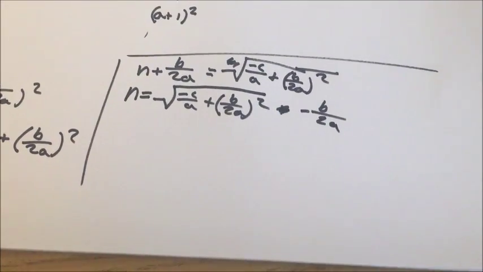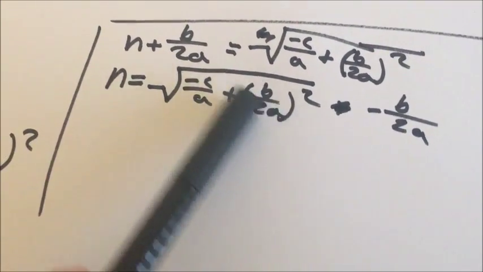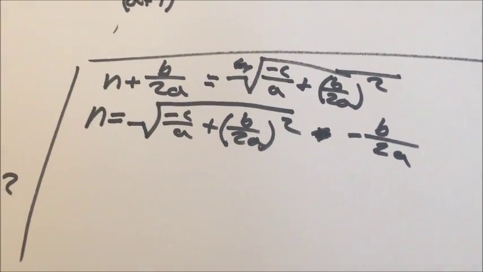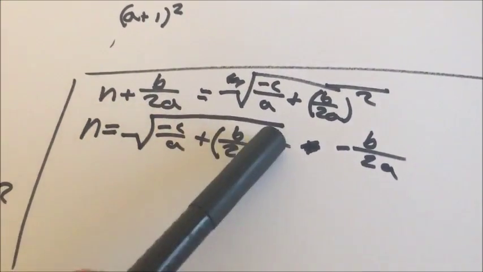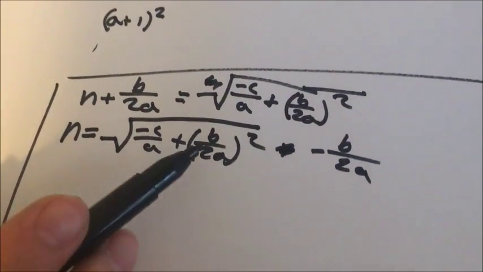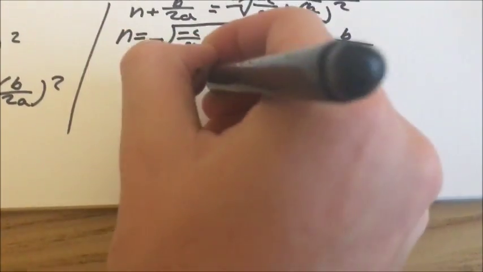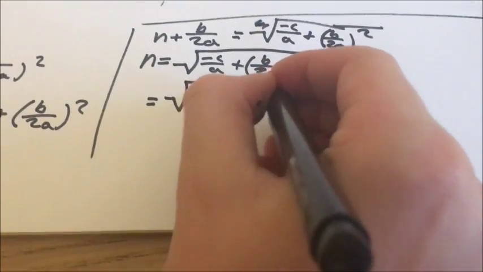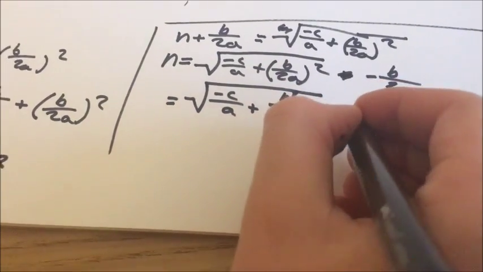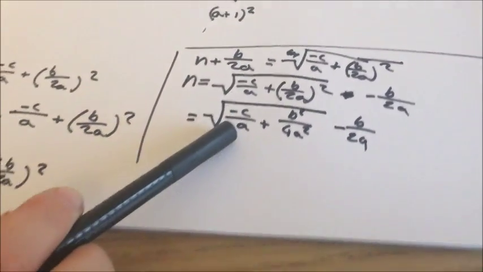So if we were to somehow make it so that this fraction here and this fraction here have the same denominator, we could combine them into one fraction, and then instead of square rooting the entire thing, just square root the numerator and square root the denominator. So what we're going to do is expand this, so it's equal to root of negative c over a plus, and then we expand this, so that's b squared over 4a squared minus b over 2a.